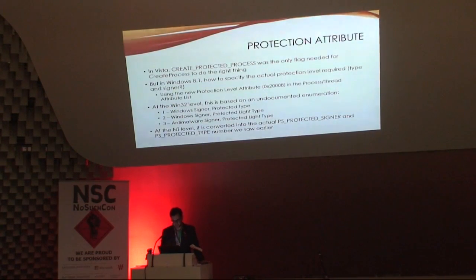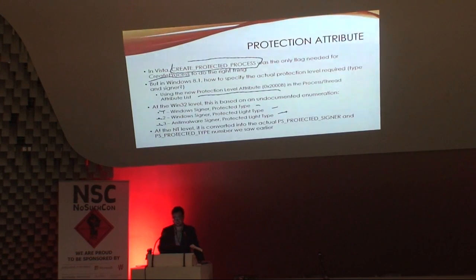So how do you create a protected process? Again, you still use create protected process when you call CreateProcess, but then you need to specify the actual level. So there's a new protection level attribute that you can add, and basically this says, how do you want this process to be protected? Do you want it to be protected? So Windows app, full protection, Windows app, light protection, anti-malware app, light protection, and so on and so forth.